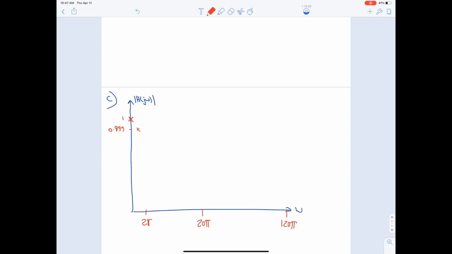Of course, there's a big difference here, but it's just a sketch. At 2 pi, let's put it here, actually. This is 0.995.